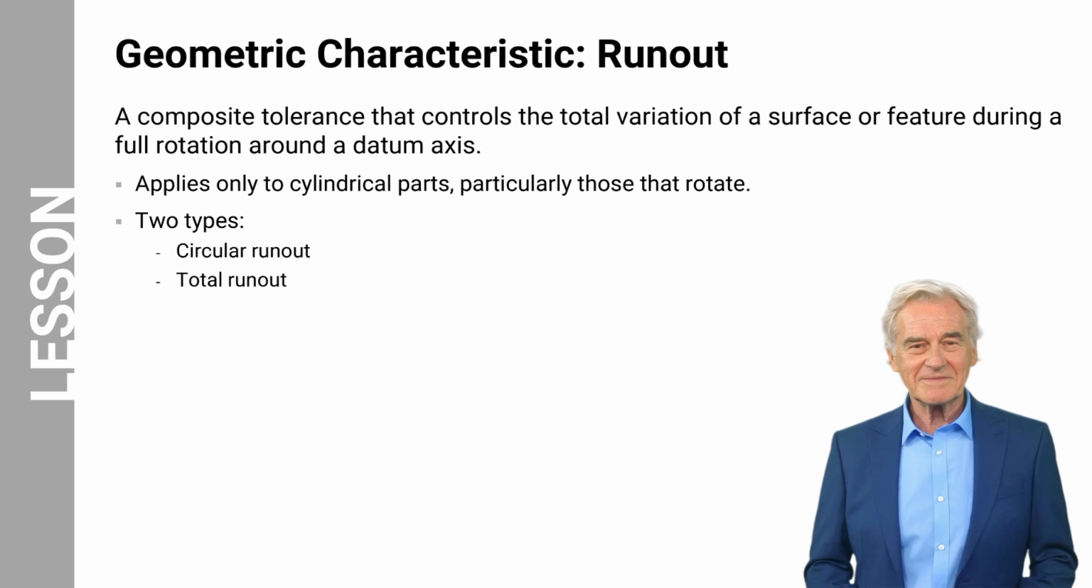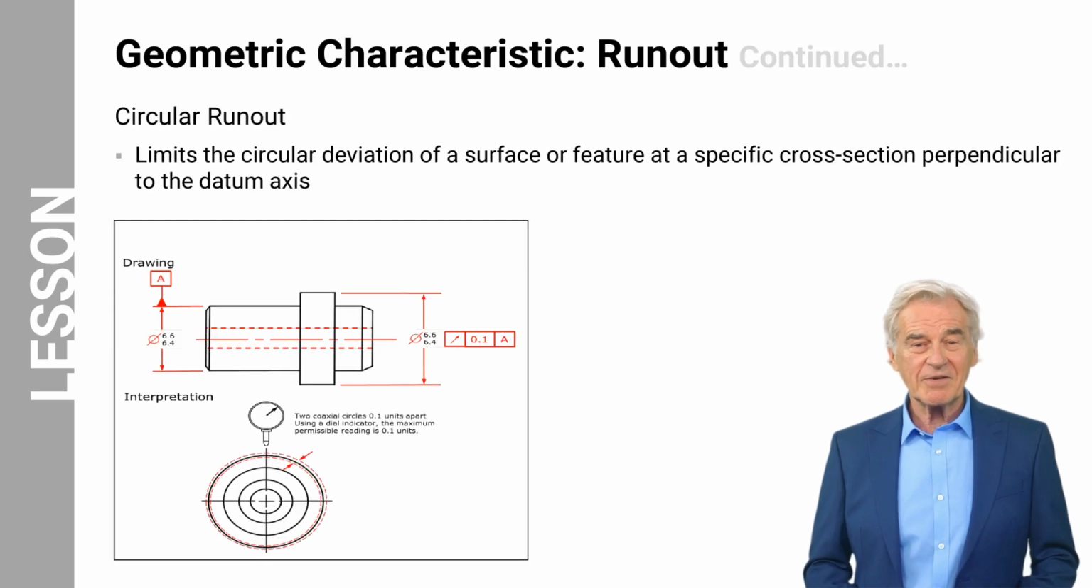The first type of run-out tolerance is the circular run-out. Circular run-out limits the circular deviation of a surface or feature at a specific cross-section perpendicular to the datum axis. The image on the left shows a circular run-out tolerance. Its tolerance zone is two coaxial circles, 0.1 units apart. A dial indicator may be used to determine if the part is within the required tolerances. The dial indicator must show a reading of less than or equal to 0.1 units for the part to be acceptable.